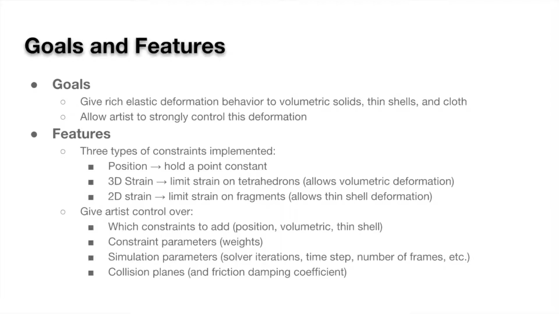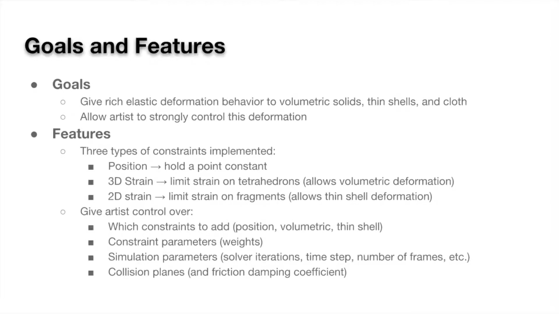When we began working on QuikDeform, we had two initial goals. We wanted to give this rich elastic deformation behavior to volumetric solids, thin shells, and cloth, but also we wanted to allow an artist to strongly control this deformation through a variety of constraints and parameters. We had time to implement three types of constraints in QuikDeform, the first being a position constraint where we simply hold a point constant, and the second and third are 3D and 2D strain constraints where we either limit the strain on tetrahedrons or the strain on fragments. So that's the difference between volumetric and thin shell deformation.